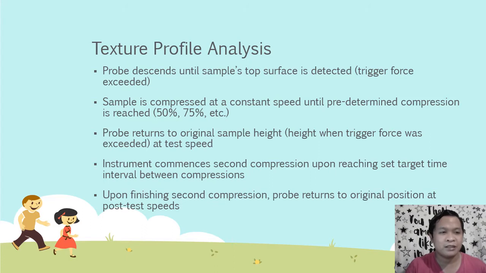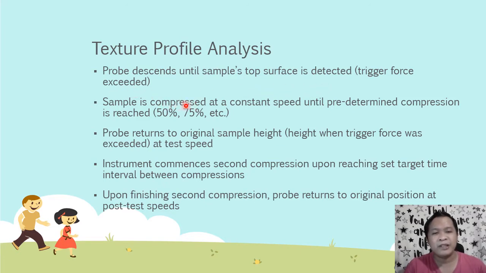So what it does is, as you have seen in the video, meron parang probe na bumababa, and there's a force detection na nagaganap. So, para malaman niya na hindi lang air yung natatouch niya, pero yung solid or semi-solid sample na. So, you set a trigger force, and when that force is exceeded, then, uy, ito na yung sample. Ito na yung signal na yun na pala yung sample, na touch na niya. And then, what it does is to compress the sample at a constant speed until predetermined compression is reached.